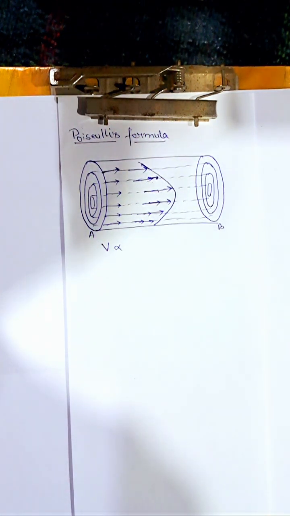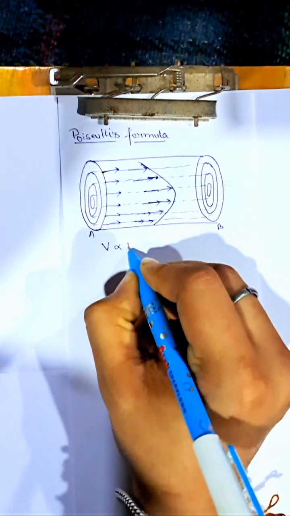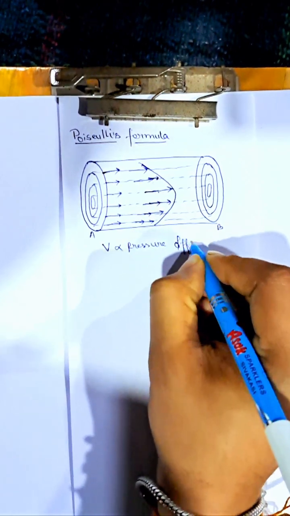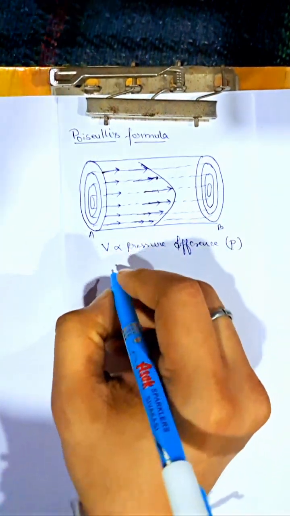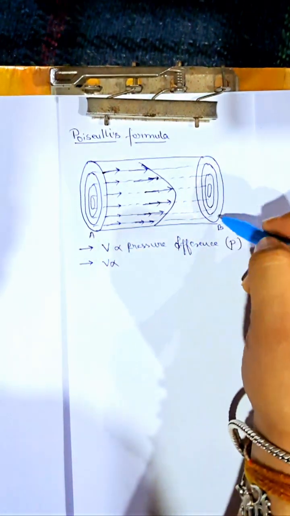So the movement of the particles or the fluid basically depends upon the pressure difference. As you have studied in electricity, the rate of charge flow depends on the potential difference. Similarly, here the rate of flow of the fluid depends on the pressure difference. So first, velocity depends on pressure difference. Let it be P. Second, velocity also depends on the radius of the tube.